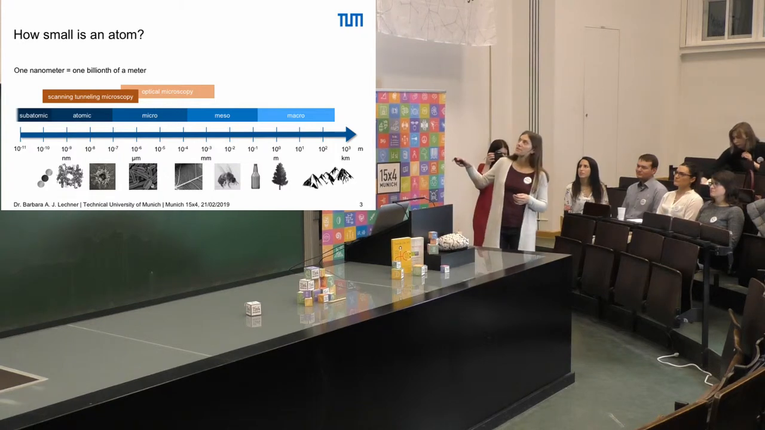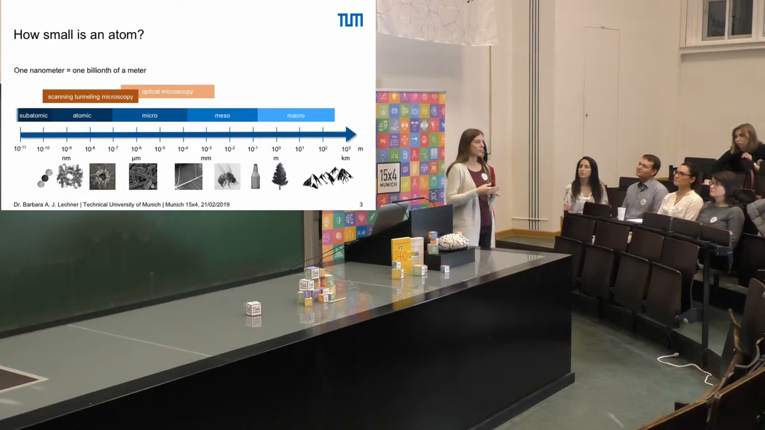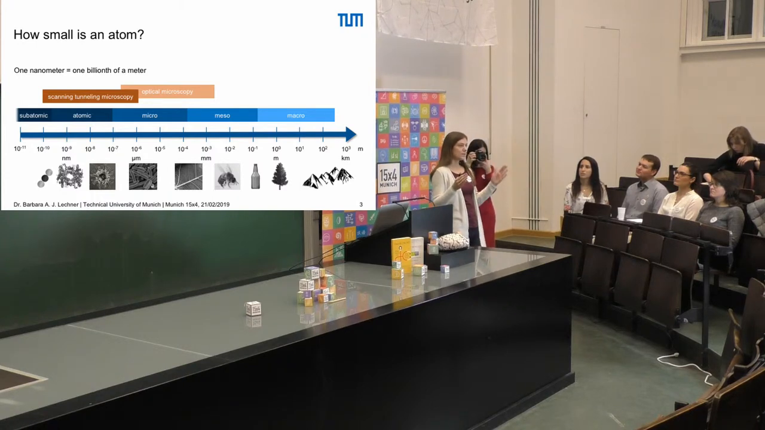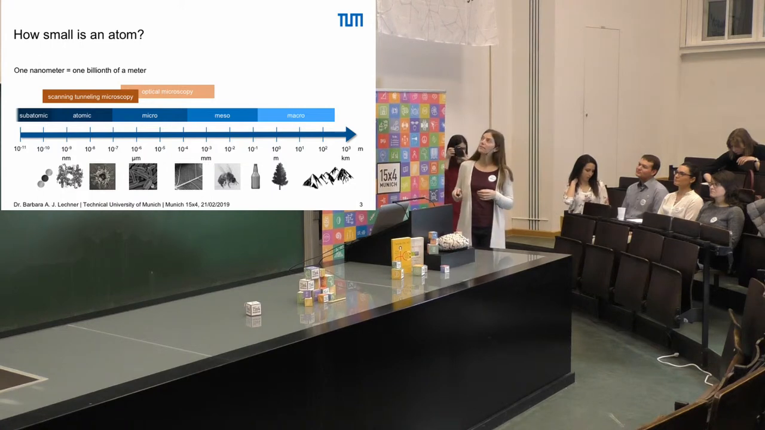But the problem is there's a physical limit. This line here is not arbitrary. This is actually an absolute limit to where the optical microscope with light can go. And that's because the wavelength of visible light is limited. And this barrier here is the 300 nanometer, is the physical limit where microscopy ends with the optical light.